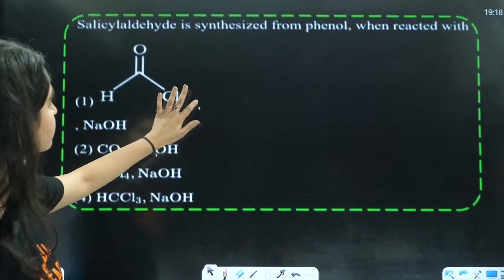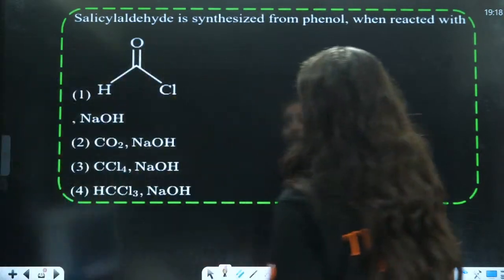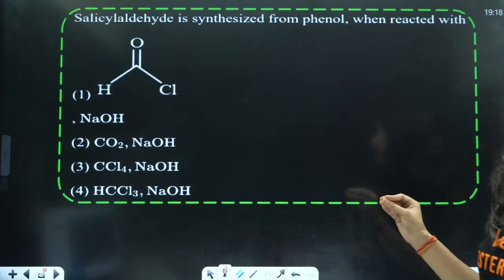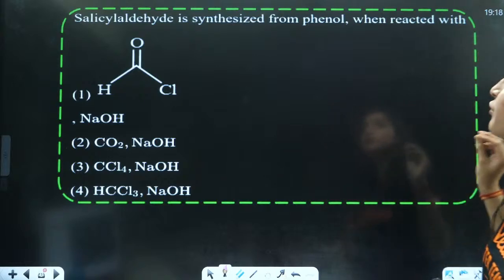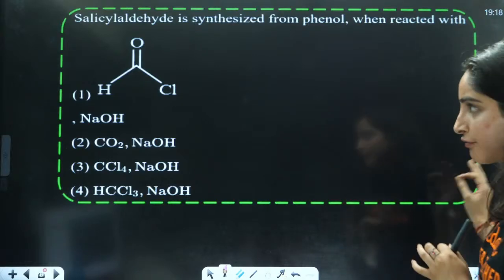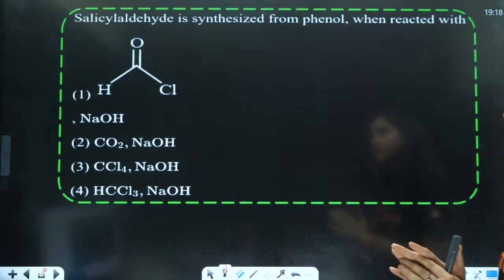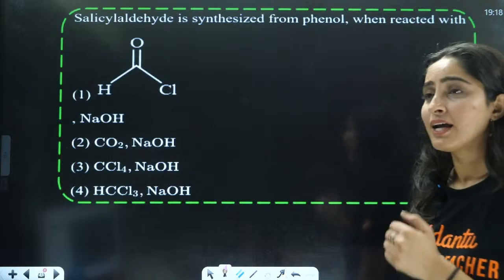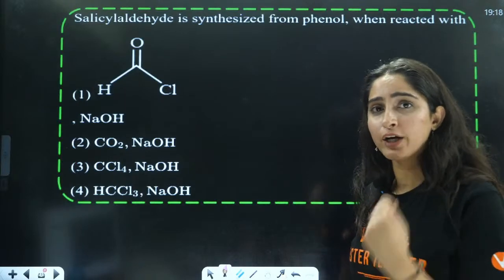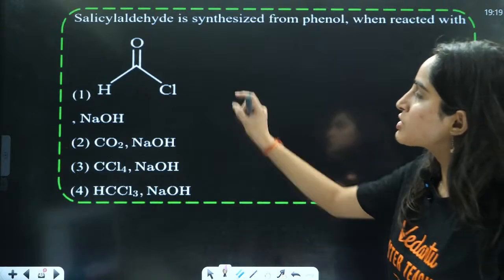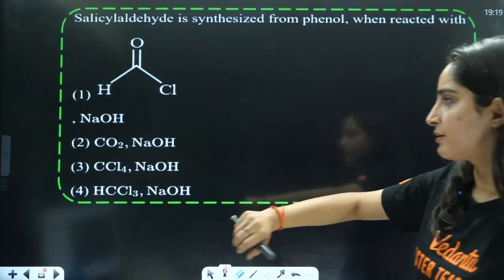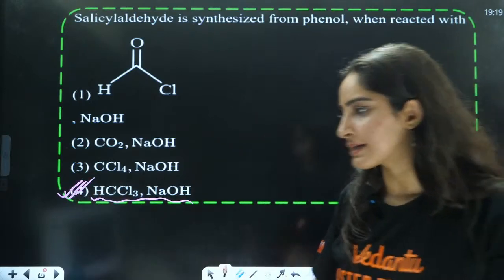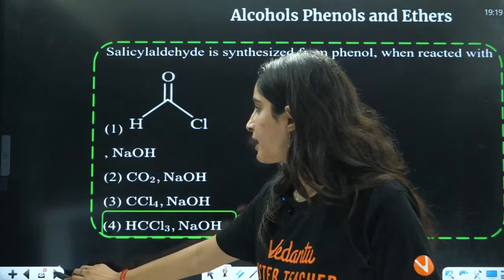Next: salicylic aldehyde is synthesized from phenol when reacted with which of the following? So from phenol to salicylic aldehyde, simple. Can you see, in different sets the same kind of question is getting repeated? How can you make this from phenol? By adding CHCl3 and NaOH. So the 4th is the correct answer again.